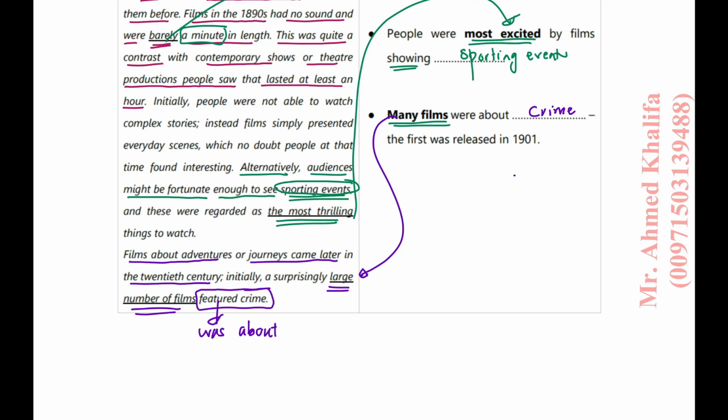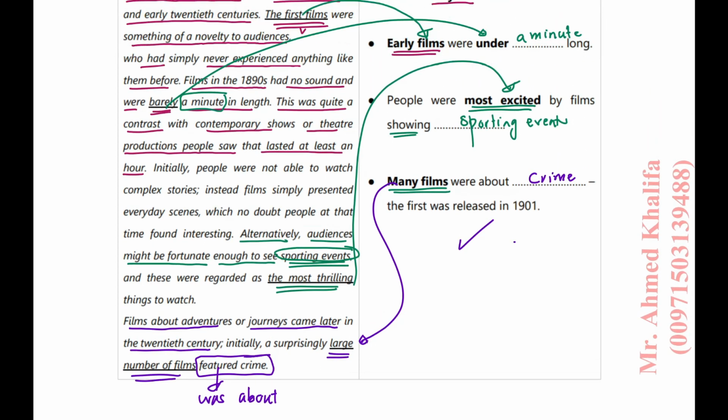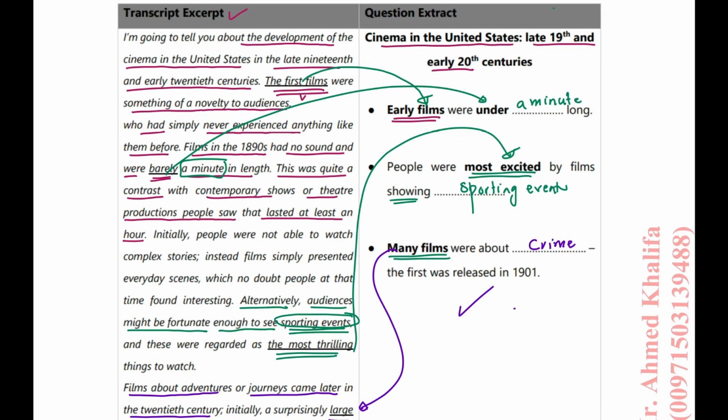My point is about the use of synonyms throughout this question, which is very clear in every exam. Okay, so we said here, as you can see in this part, early films has almost the same meaning as the first films. We have got also under, which means less than in the context, which is synonymous with the word barely, used in the script or the audio. And then other synonym pairs used in the script and questions include most thrilling, and we said most excited, and large number, which is many.